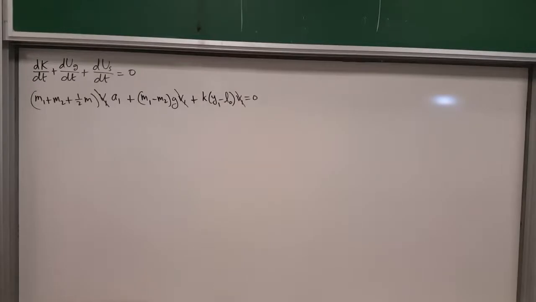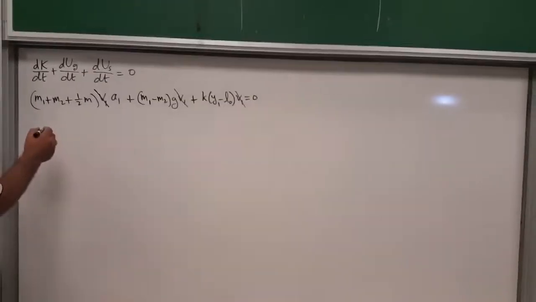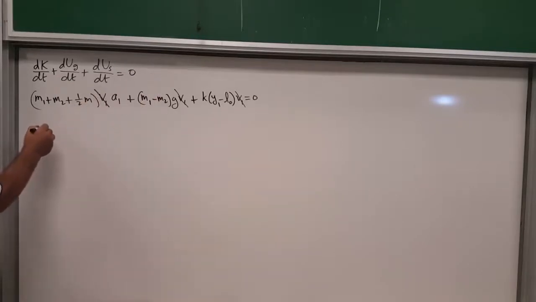Yeah, I want to get the acceleration now. So I'm going to divide everything by this, and move it to the other side. So let's divide by this first. So I have the acceleration. When I divide by this, it goes away.